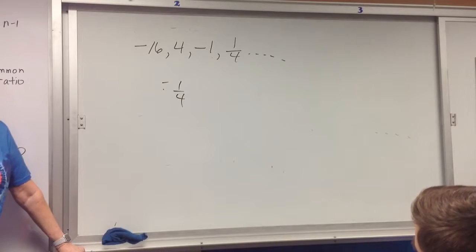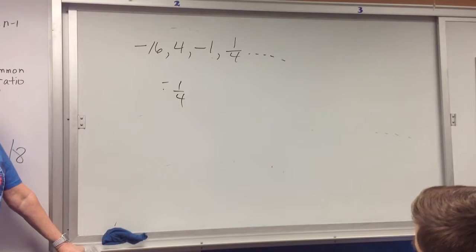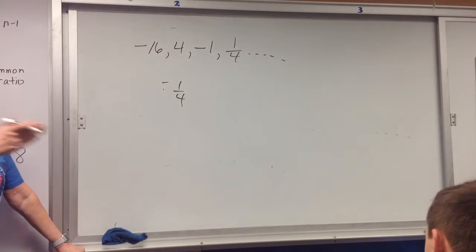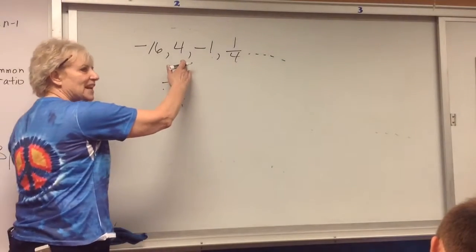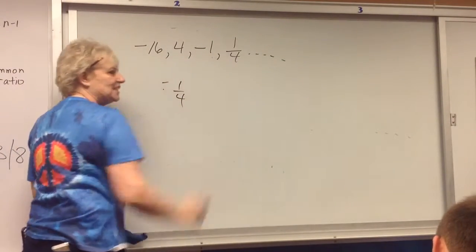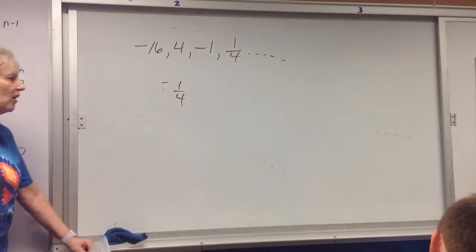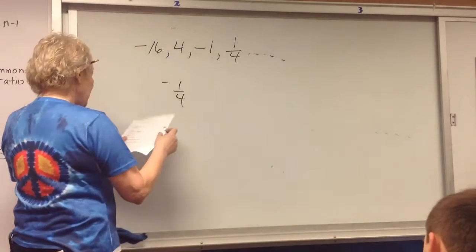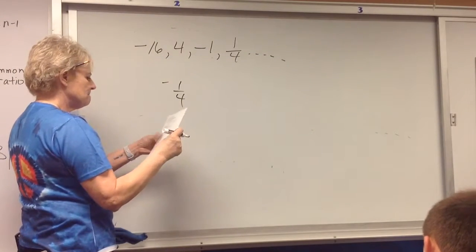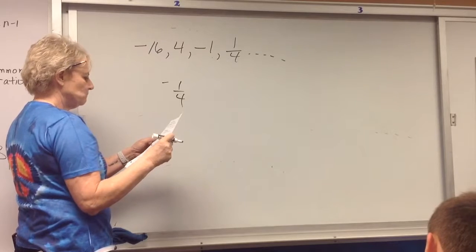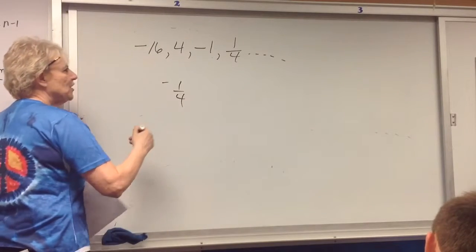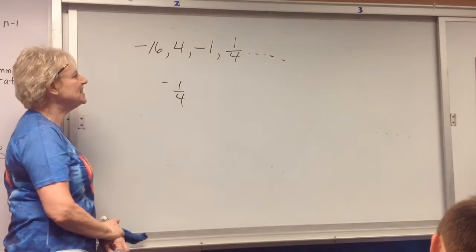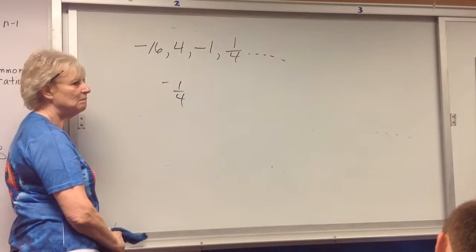Okay? That's the hardest part of this, is when it's division, and every other one is negative, it's got to be a negative number. Because every other one, you have negative times negative. That's why it's positive every other time. All right, so let's say I want the next term. What's the next term?